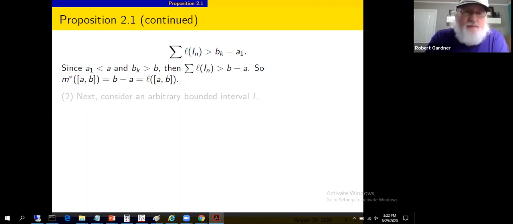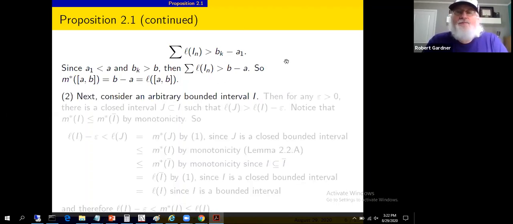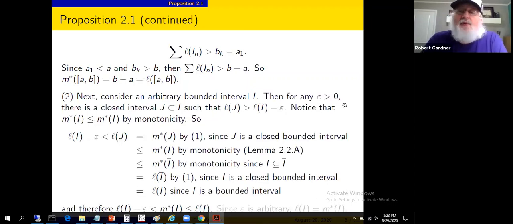That ain't all intervals. All right, well, consider an arbitrary bounded interval I. We already know good things relative to what we're trying to show. We know good things about closed and bounded intervals. So, I'll tell you what, give me a little wiggle room. Let epsilon be greater than 0.